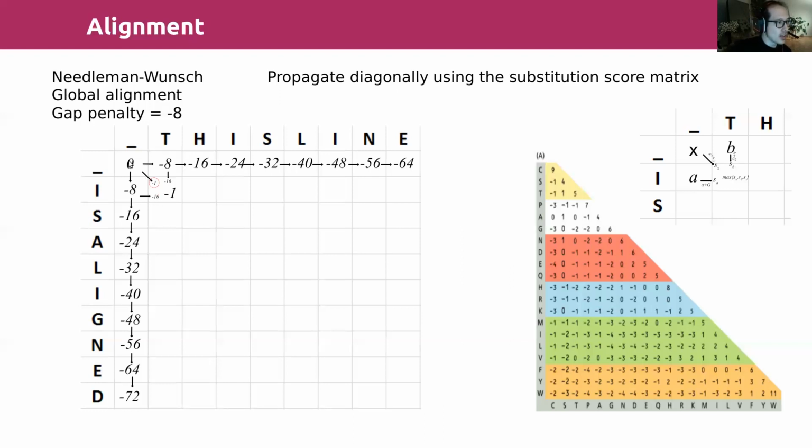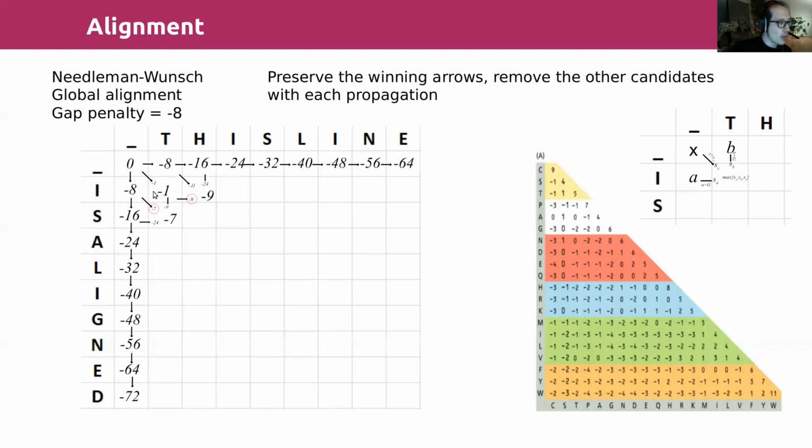In doing so, we accept the diagonal direction as the arrow that leads to this cell. And when we move on, we just drop the arrows coming from the other 2 rejected candidates. And then we just continue this process for every single cell in the matrix. So the next one here, -16 plus -8 is -24. That's the horizontal gap candidate. -1 plus -8 is -9. That's the vertical gap candidate.